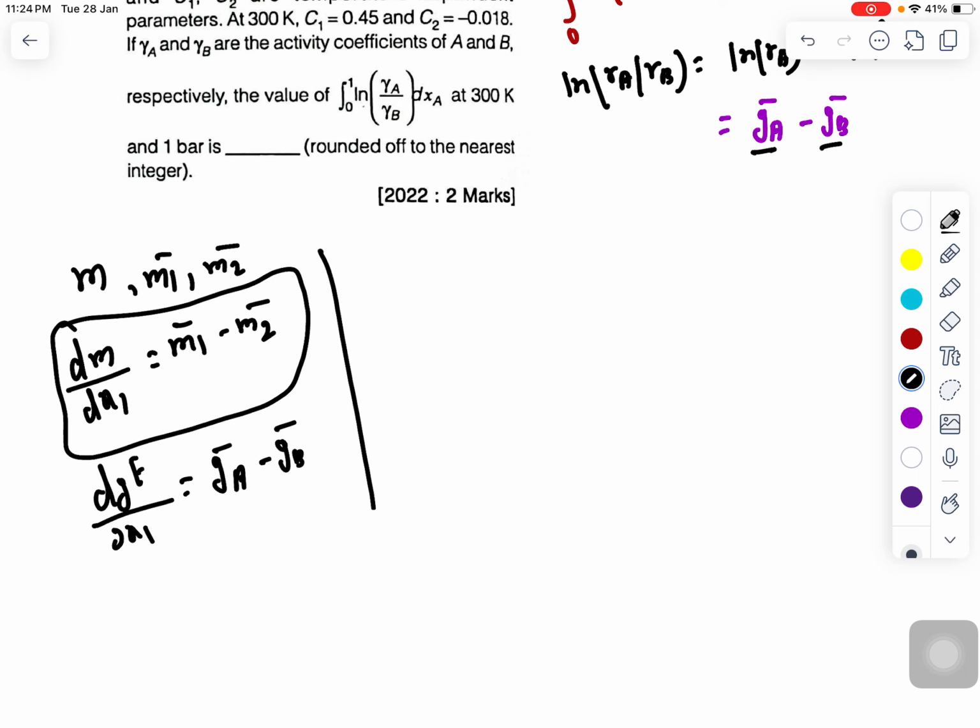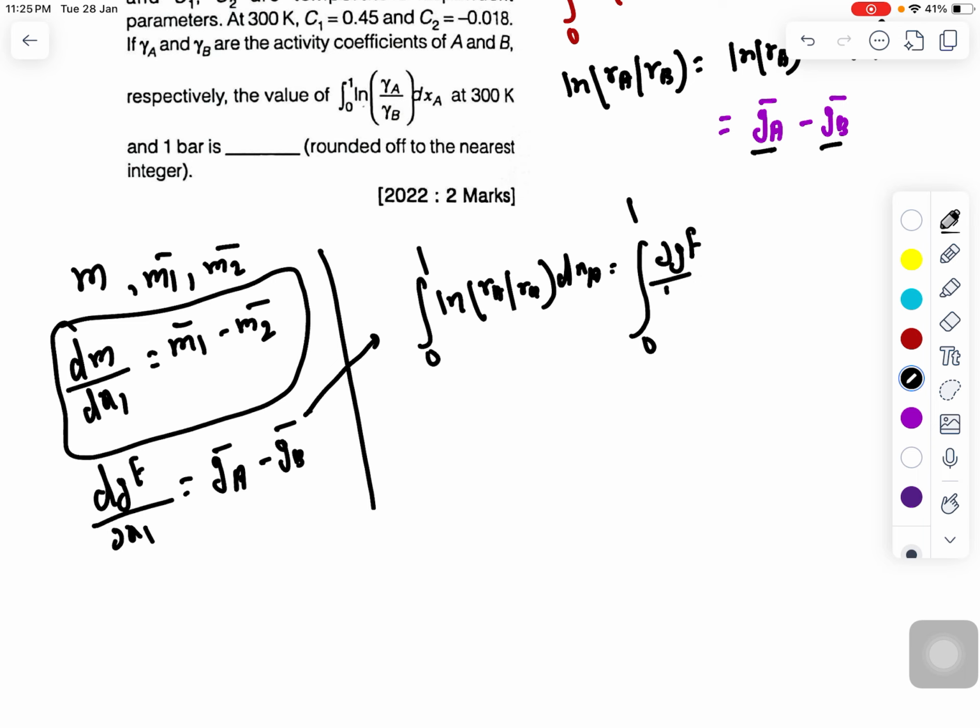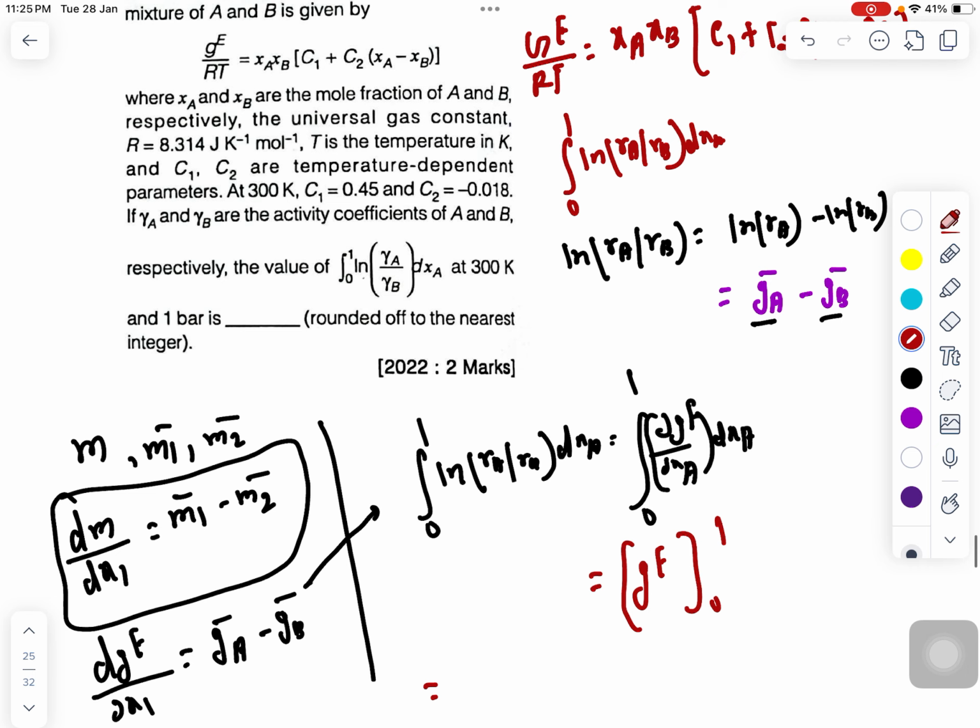So if I substitute this value here, directly I can write the integral from 0 to 1 of ln(gamma a by gamma b) dxa, that can be written as the integral from 0 to 1 of del g xs by del x1 dx1 dxa. Is that clear? So there is differentiation inside the integration, so that will be equal to z xs, and that is equal to the integral from 0 to 1. That can be directly substituted as xa xb c1 plus c2 into xa minus xb, something like that.